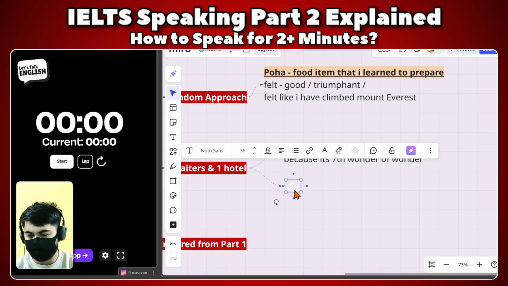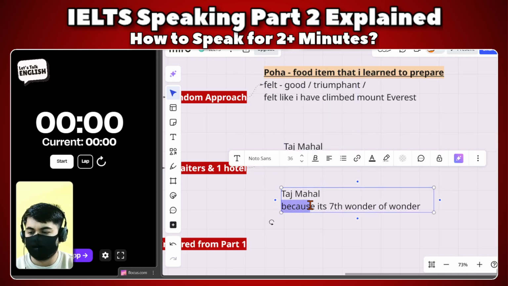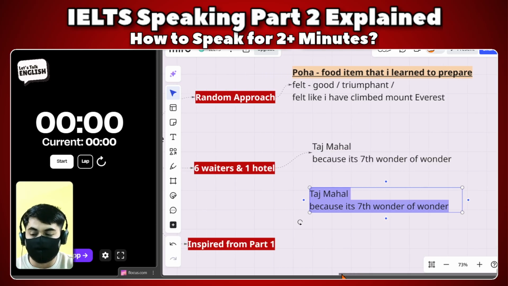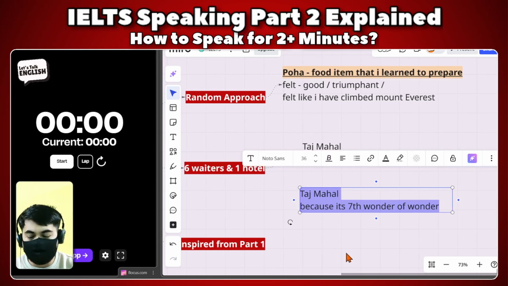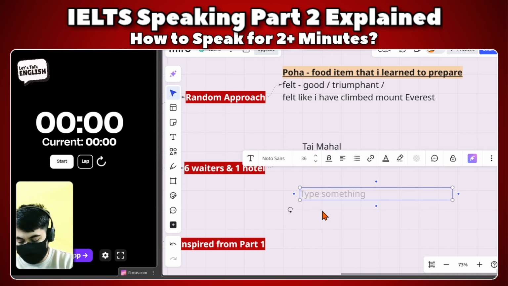All right, interesting. So, see, six waiters, one hotel basically refers to the fact that we are going to use these as our supporting factors. How do you feel about it? Oh, I feel absolutely magical. And mind me, I'm going to tell you something that might surprise you. I've never visited Taj Mahal, right?